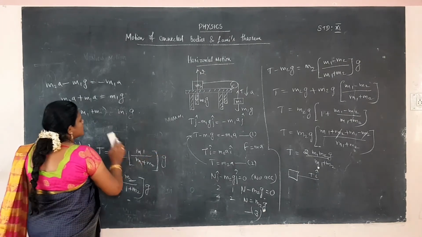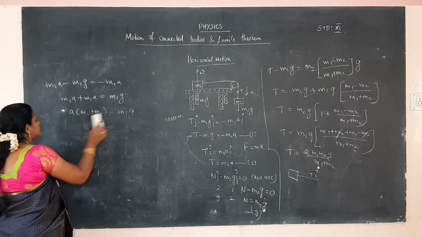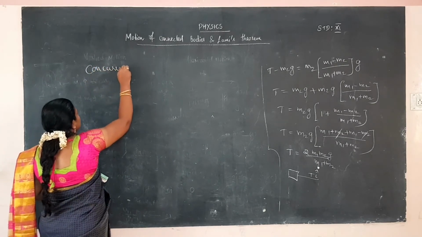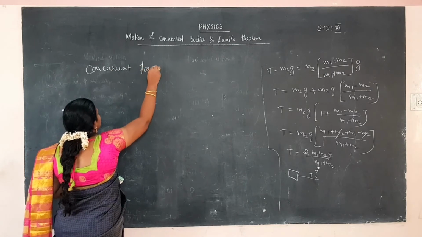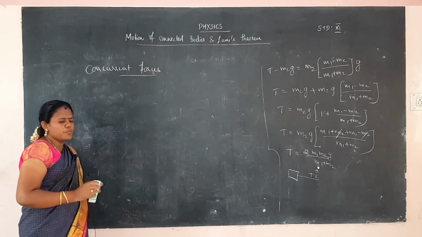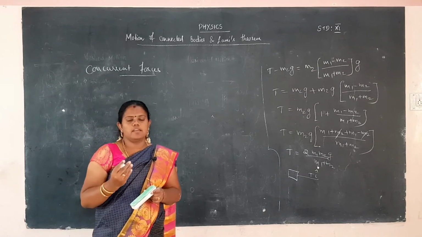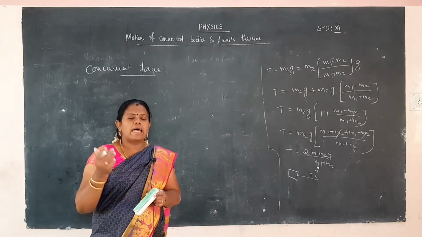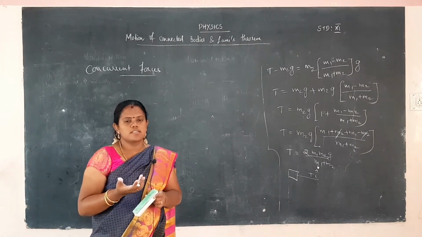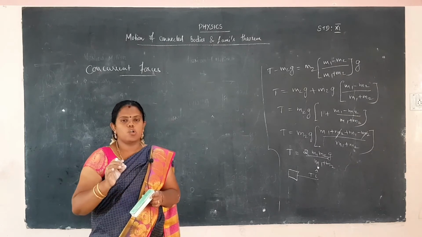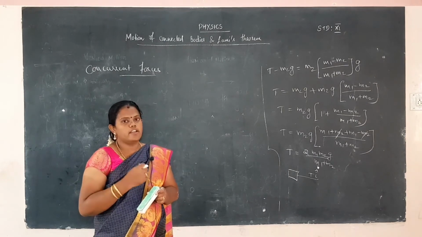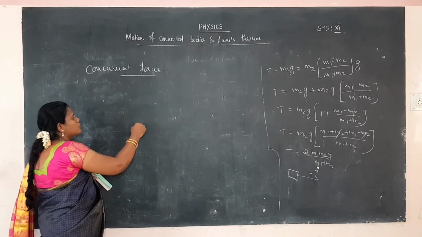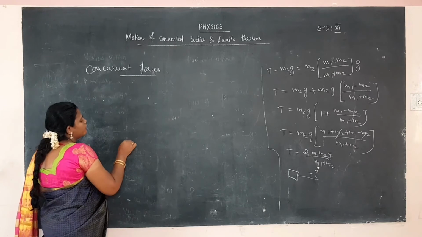Now we want to discuss concurrent forces and Lami's theorem. Concurrent forces mean three forces acting on one body or one object. The lines of forces of all the forces meet at a single point; that is called concurrent forces. What is the meaning? One force acts perpendicular to the body, another force acts, another force acts.